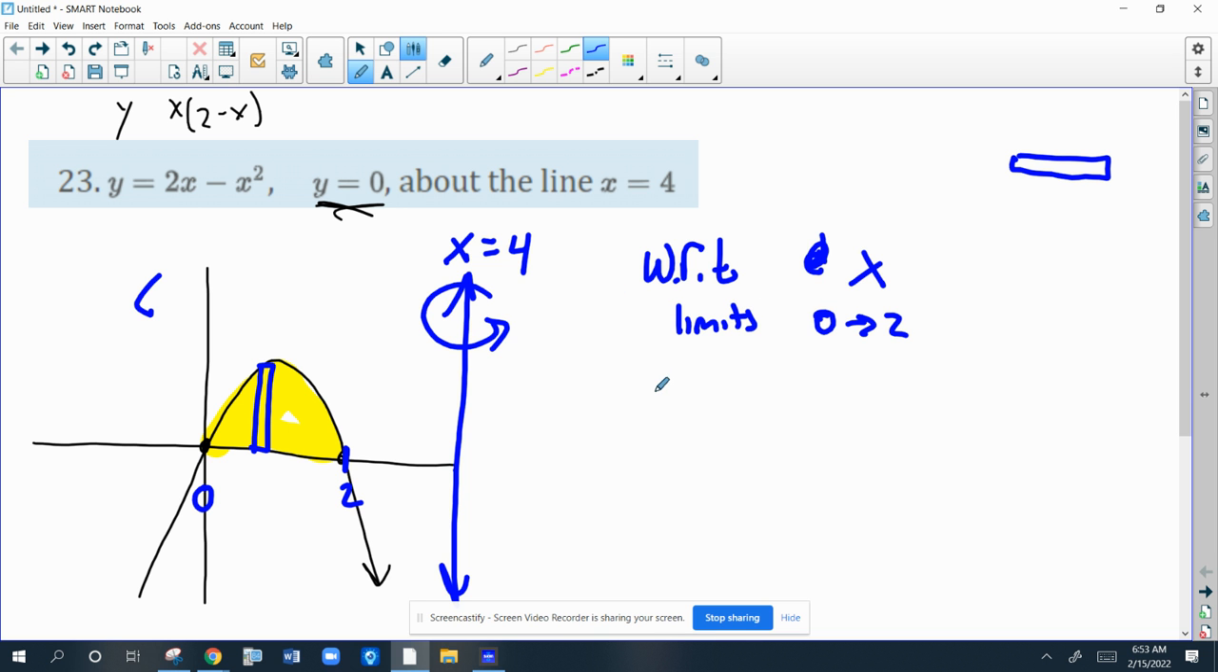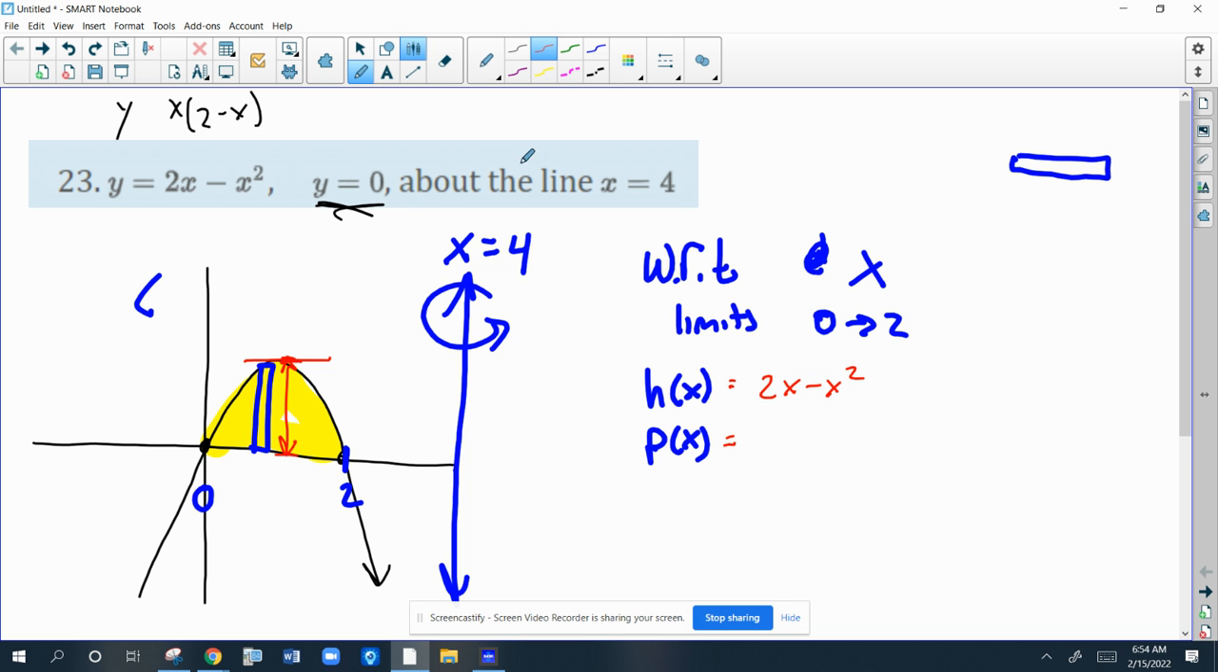Now for the shell method, we need h of x and p of x. H of x is just the length of that rectangle, and we just measure as usual. Measure the top arrow point, whatever value of y that is, minus the bottom arrow point, whatever value of y that is. The top arrow point is on the graph y equals 2x minus x squared. And then minus the bottom is on y equals 0, so minus 0. So that's h of x.